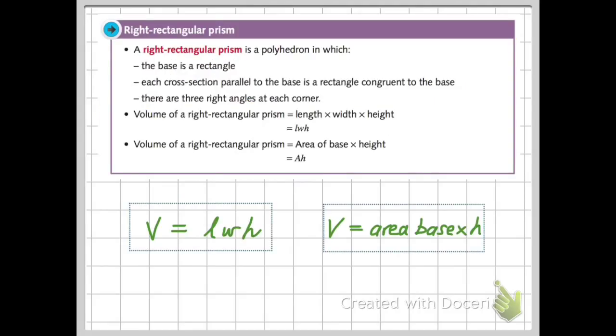So here's the summary. 2 formulas. Volume is length times width times height, or volume is the area of the base times the height. You can now go ahead and try these exercises. You should find them fairly straightforward, and in the next section we'll look at finding the volume of prisms that are not regular but are made up of composite polyhedra. Something to look forward to.